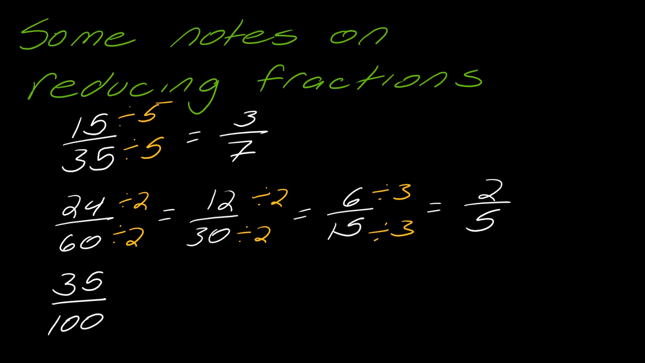Okay, so for this last one, I noticed that the top and bottom can be divided by 5. So 35 divided by 5 is 7. 100 divided by 5 is 20, and actually I can't divide anything else into that, so that's as much as I can reduce. So that was just a quick little aside on reducing fractions in case you needed that practice.